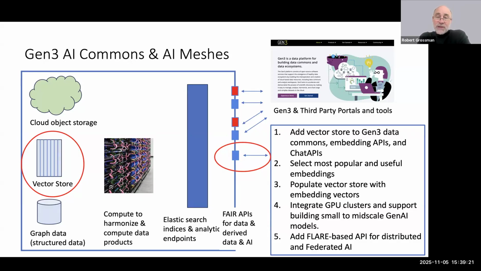I'm talking about Gen3. And we'll add different embeddings. We need to integrate GPU on-prem and in the cloud. We need to do federated. But we're suggesting very modest changes: adding a new storage type and a few more APIs. I don't think we need a lot more.